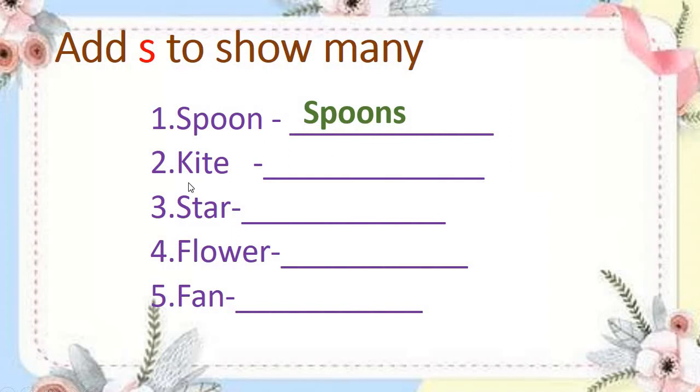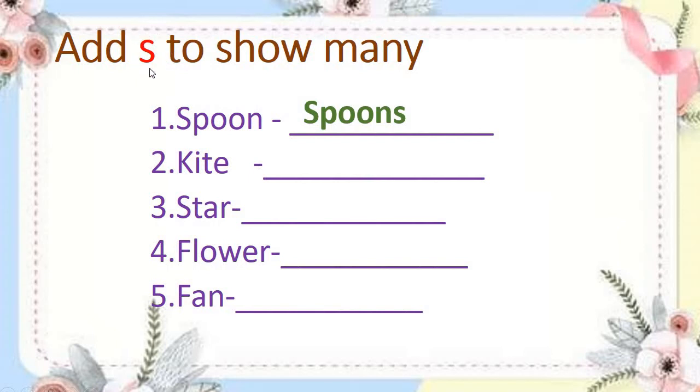Now number 2. See number 2. It is kite. K-I-T-E. Kite. Okay, children? Kite. So, you have to add S. Can you do this? Come on, speak up the word kite. K-I-T-E. What will become here? Many. How we will write many kites? See, there is one kite only. Here you have to write kites. For writing kites, we have to write the same spelling. But at the end, we have to use S.